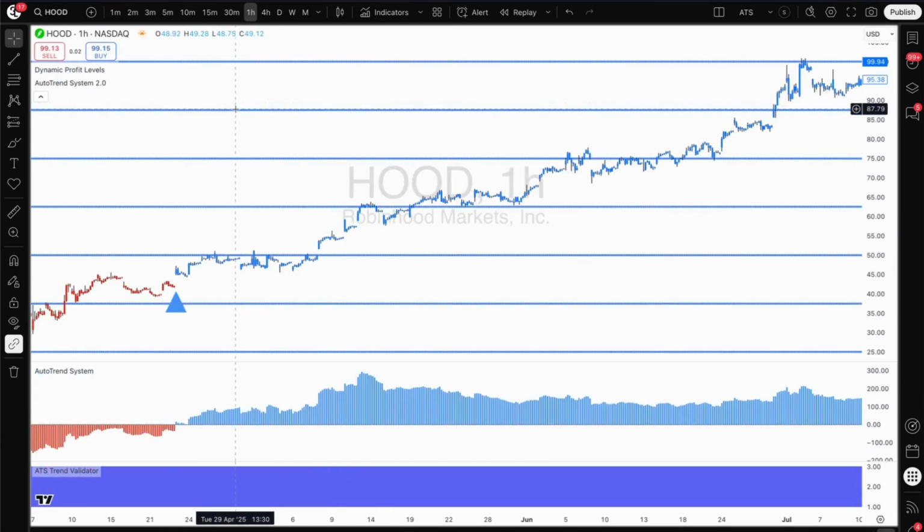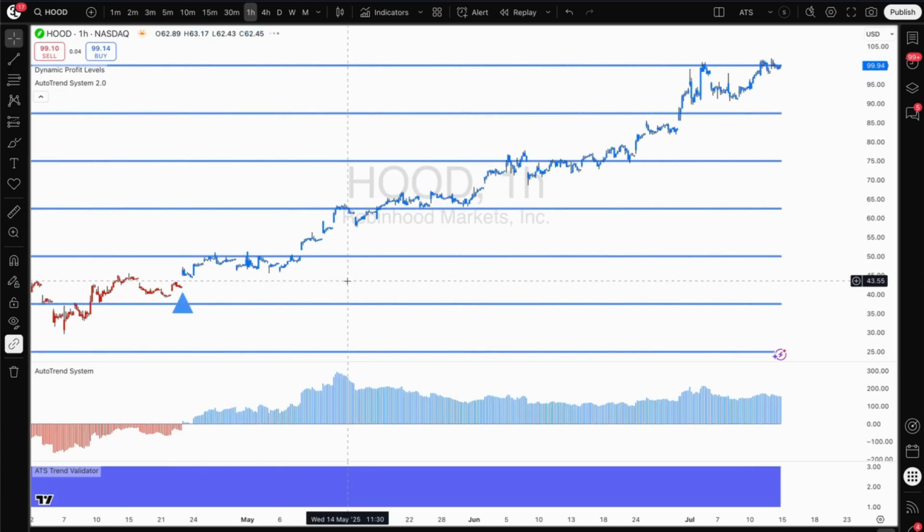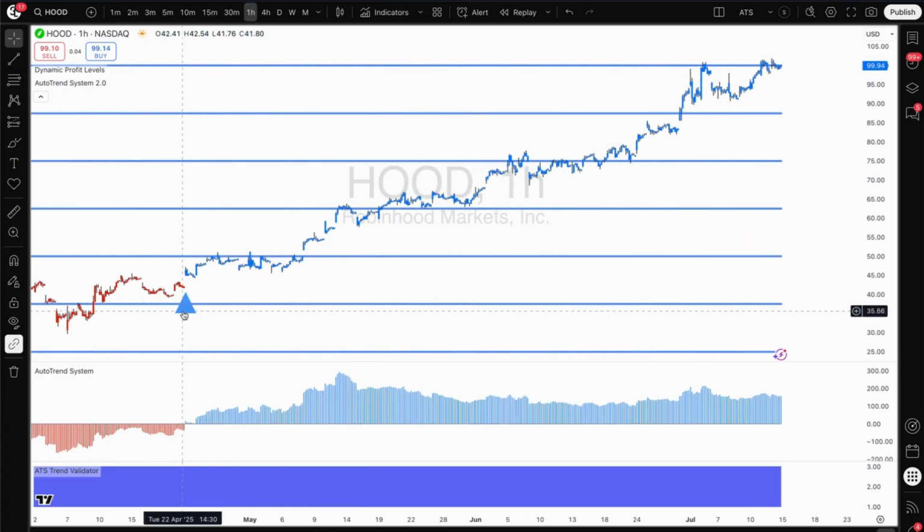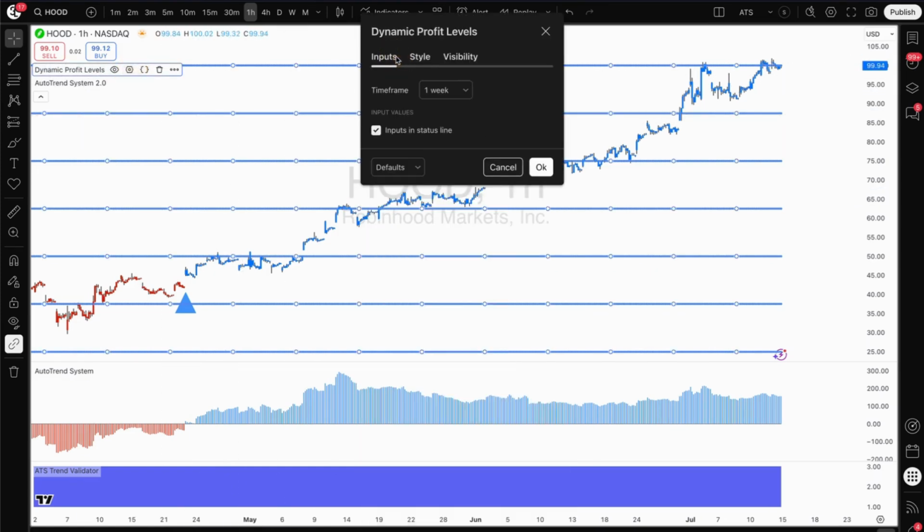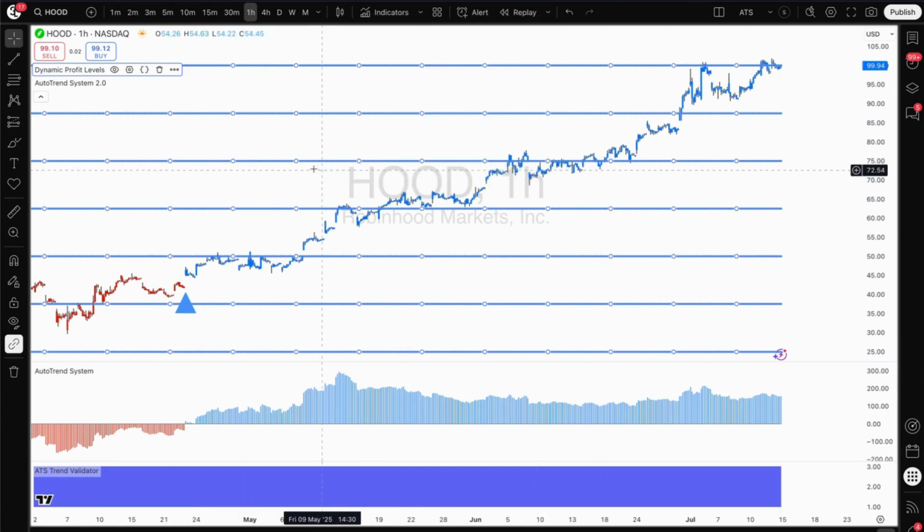Let's start with Robinhood. So this was a very nice and simple trade, right? It followed all of our criteria perfectly, and it ended up hitting all of our profit targets. You can see here I have the horizontal lines. This is the dynamic profit levels, and it's set to 1 week. So it's calculating the volatility of the weekly bars and plotting these dynamic support and resistance lines on the chart, and we use them for profit targets when we're in a trade.